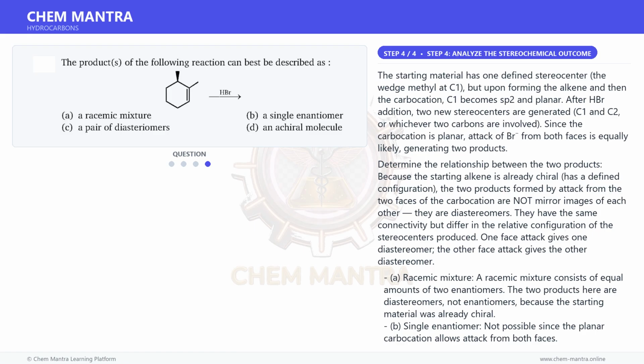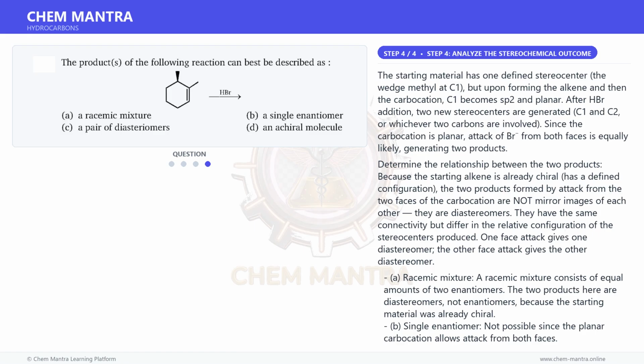They have the same connectivity but differ in the relative configuration of the stereocenters produced. One face attack gives one diastereomer, the other face attack gives the other diastereomer. A racemic mixture consists of equal amounts of two enantiomers. The two products here are diastereomers, not enantiomers, because the starting material was already chiral.